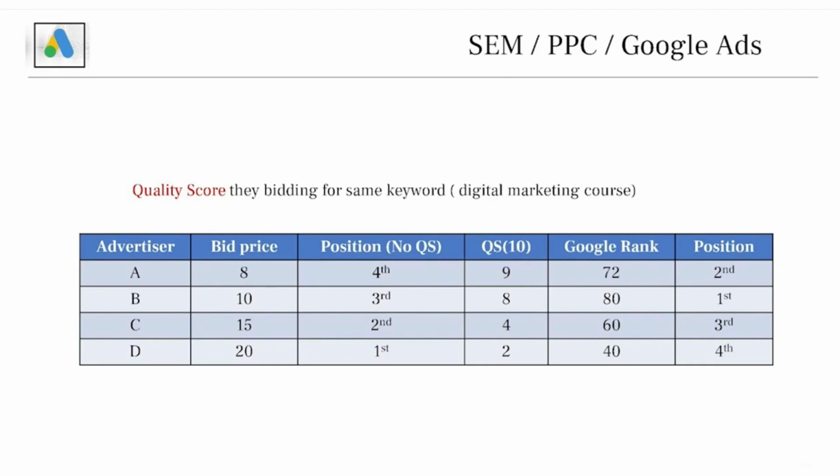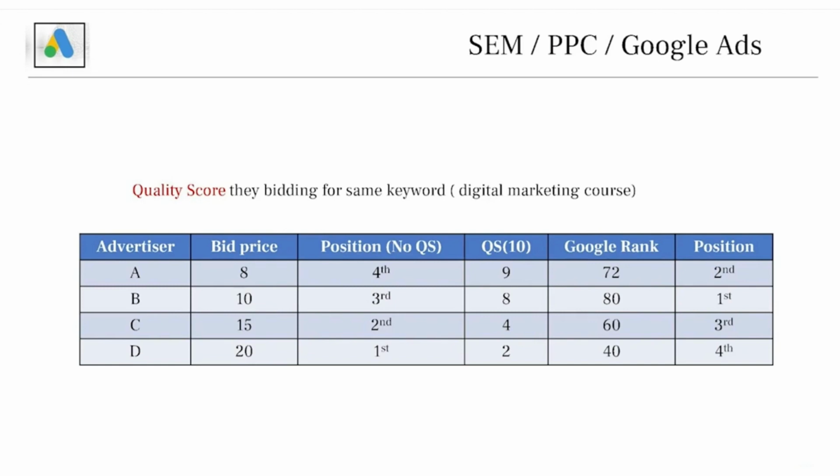Suppose every advertiser here is bidding on the same keyword. Let's assume they are all running the ad for a digital marketing course. On the basis of the factors, they would give a score out of 10. Suppose advertiser A, who bid the least, had the best quality score, for reasons we are going to talk about. B got 8 out of 10, C 4 out of 10, and D 2 out of 10. So the one who bid the most got the very least quality score. The reasons will be clearer once we talk.